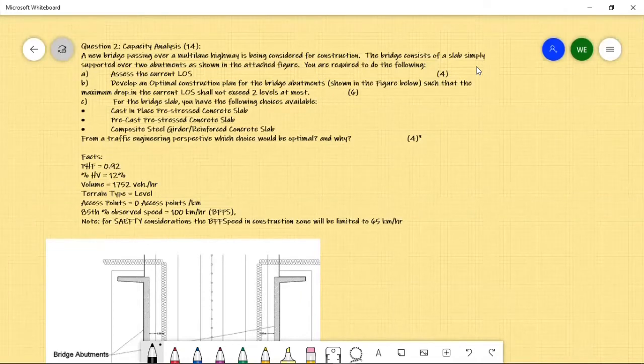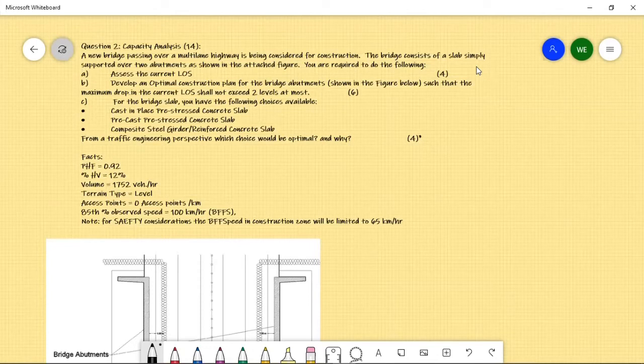Cast in place, pre-stressed concrete slab, or precast pre-stressed concrete slab, or composite steel girder reinforced concrete slab. From a traffic engineering perspective, which choice would be optimal and why?